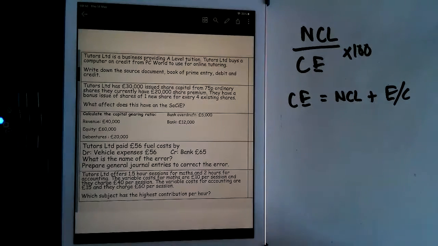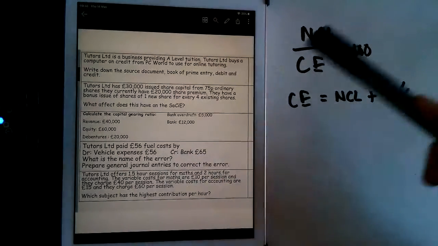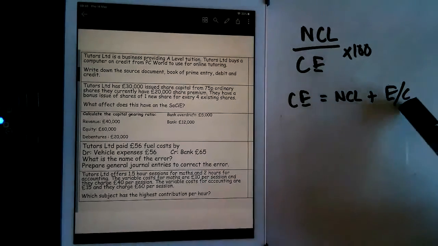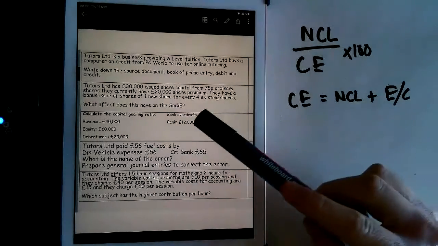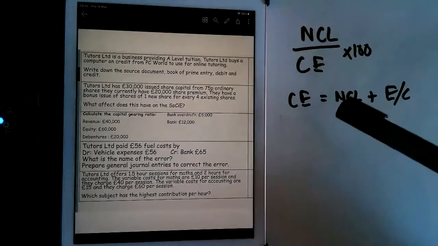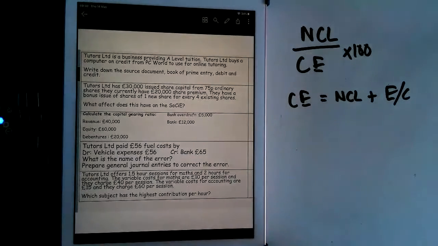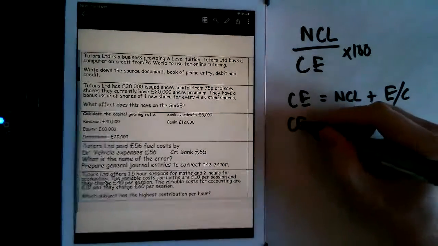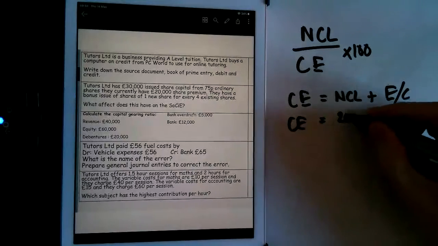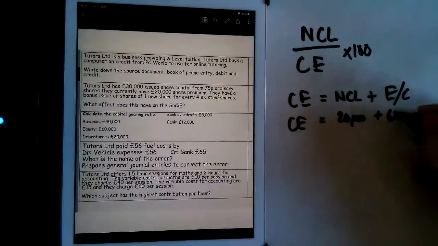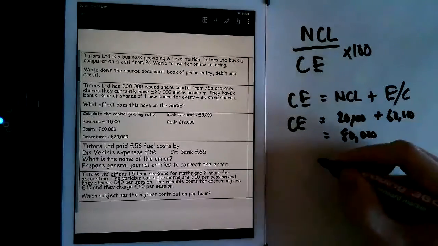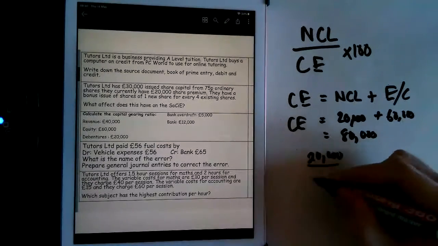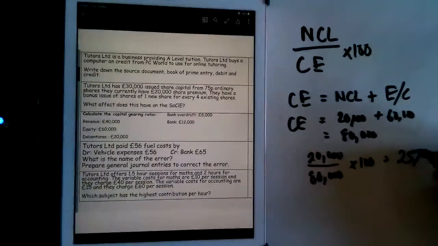So the non-current liabilities, let's go through. The revenue doesn't impact any of this. Equity, so that's going to be 60,000. Debentures are non-current liabilities. Bank overdraft is a current liability, so we ignore it, and bank is an asset, so we ignore that. So the capital employed, well, non-current liability was 20,000 plus 60,000 equity, so that's 80,000. And the non-current liability was 20, so we do 20,000 over 80,000 times by 100, which gives us 25%.